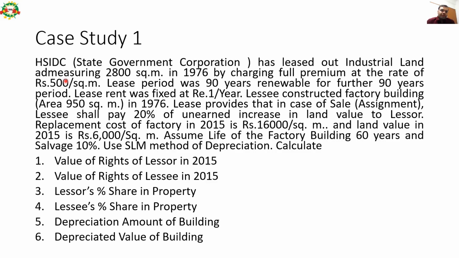So the question is that HSIDC has leased out industrial land measuring 2800 square meters in 1976 by charging a full premium at a rate of 500 rupees per square meter. So the initial premium was paid in 1976 at the rate of 500 rupees per square meter. Lease period was 90 years, renewable for a further 90 year period. So 90 years plus 90 years. So it is kind of a perpetual lease.